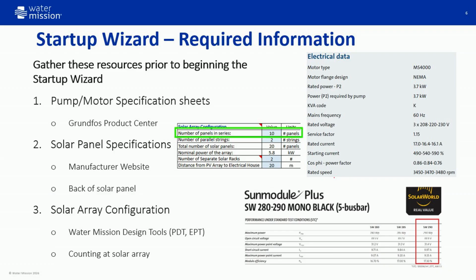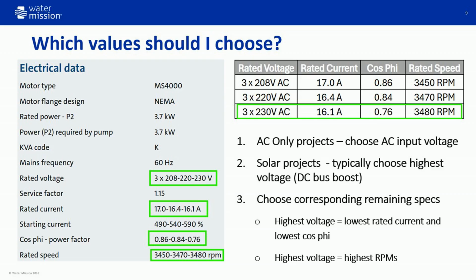Finally, the solar configuration is important to know, particularly the number of panels in series. This can be found from the Water Mission design tools, the PDT or EPT, or from physically counting the number of panels in series at the solar array. You may notice from the pump specifications that multiple values are listed for several categories that correspond to multiple voltages. This is because the pump can operate at a range of voltages and will perform slightly different at each. These numbers can be put into a table to figure out which values correspond to each voltage.